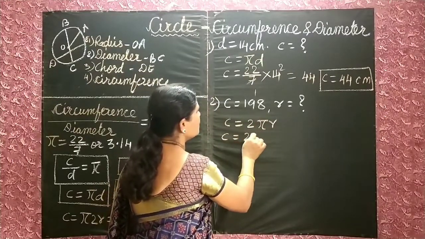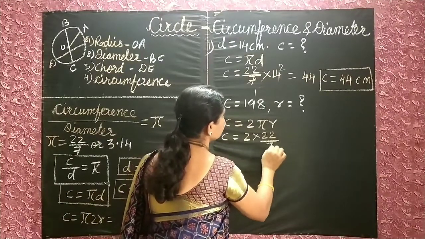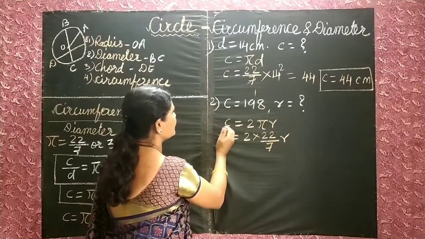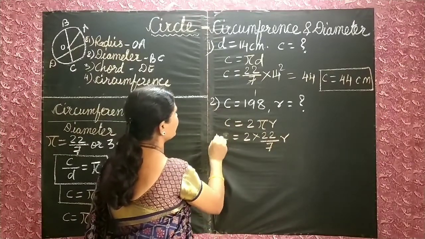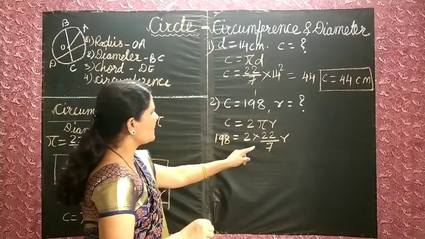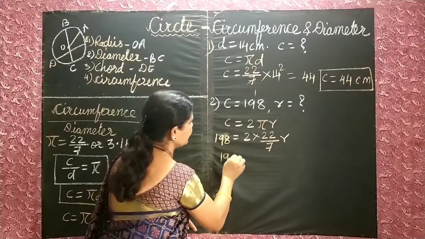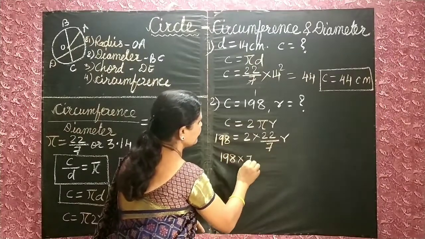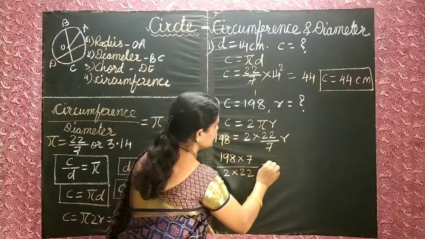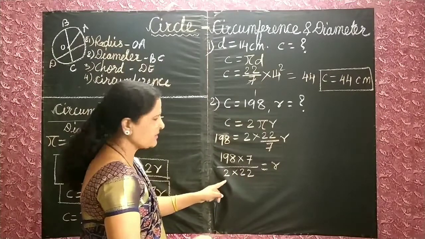Circumference is equal to 2 multiplied by 22 upon 7, and we are going to find r, the radius. Here we will write the circumference, which is already given: 198. Got it? So these values will come to this side: 198 multiplied by 7 upon 2 multiplied by 22 is equal to the radius. Okay, got it up to here?